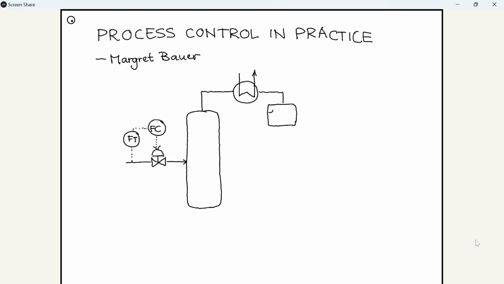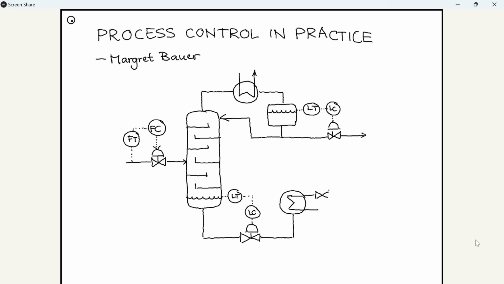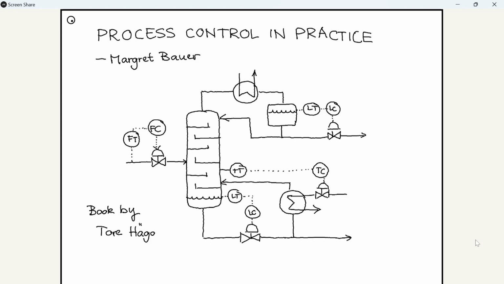Here we discuss some of the basics of process control and automation. If you want to know more, check out the book with the same title by Tore Hägglund.